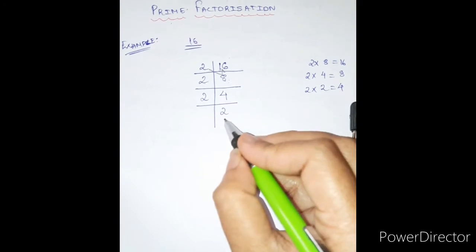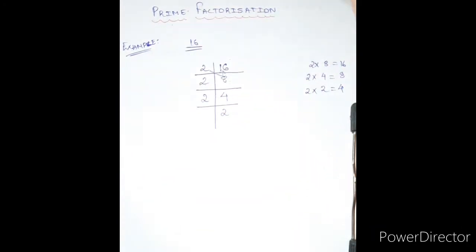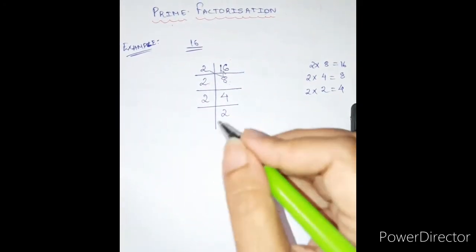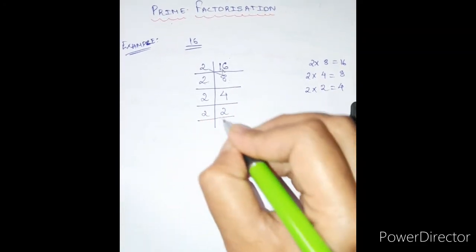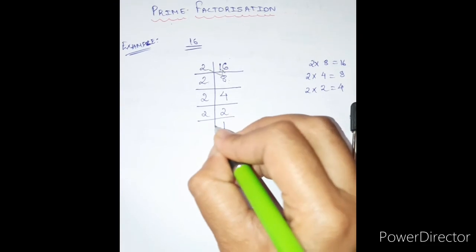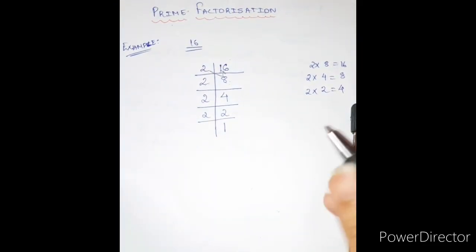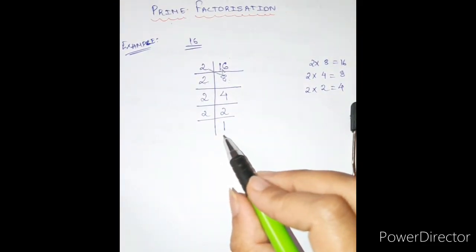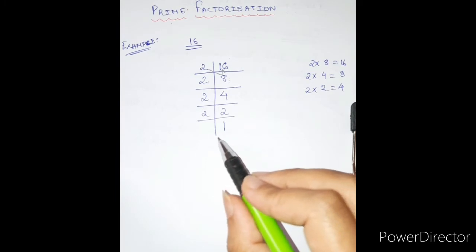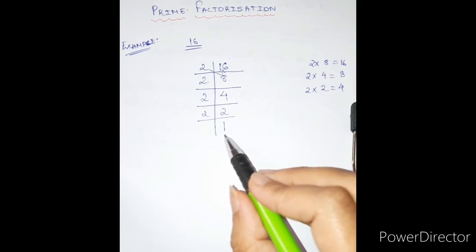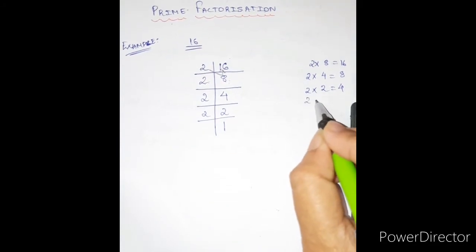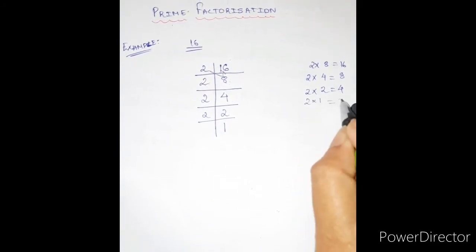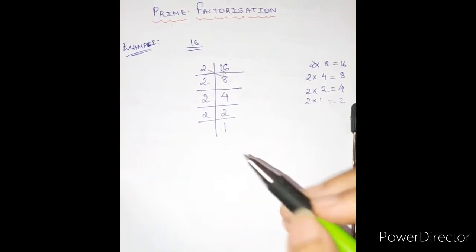Now what is there with us? 2. Forget about the previous steps. We have 2 with us. So which prime number can I take again? Again I can take 2. 2 1s give me 2. Once you get 1 here, you have to stop the prime factorization because it's over. 1 is the smallest number which you can get. So we have finished.